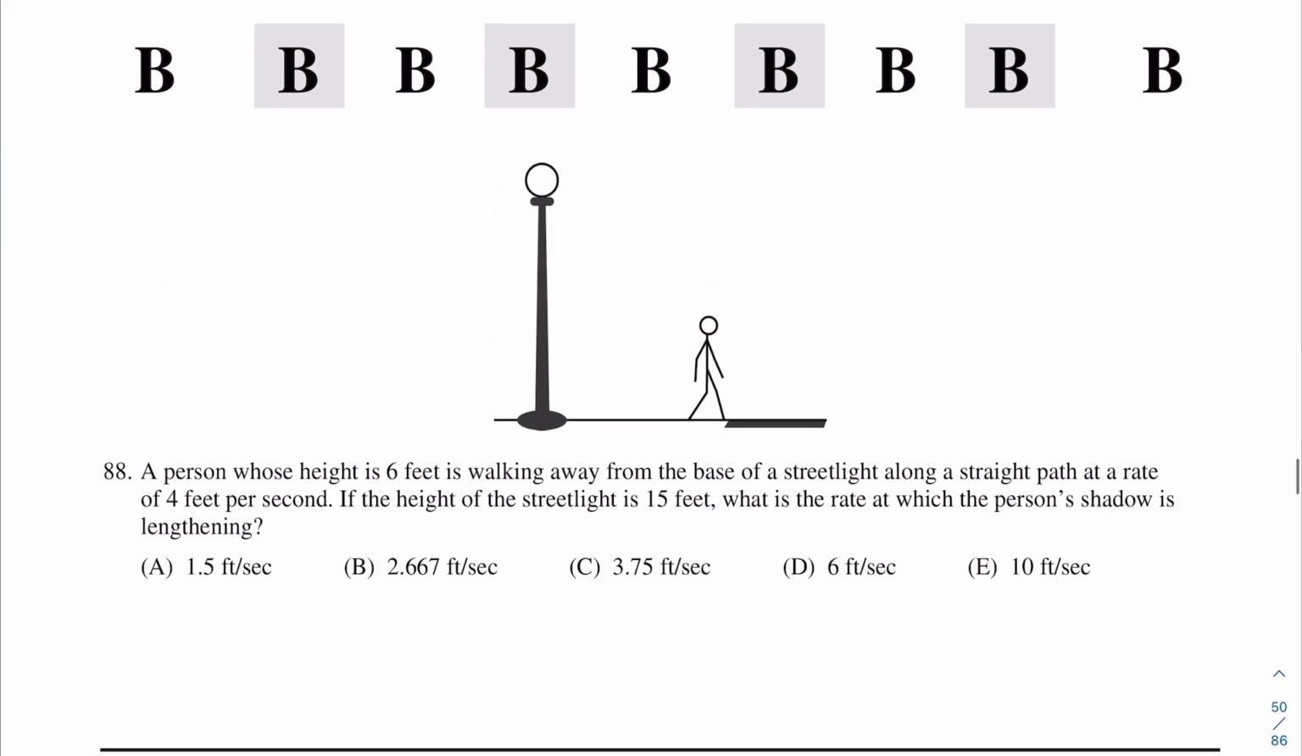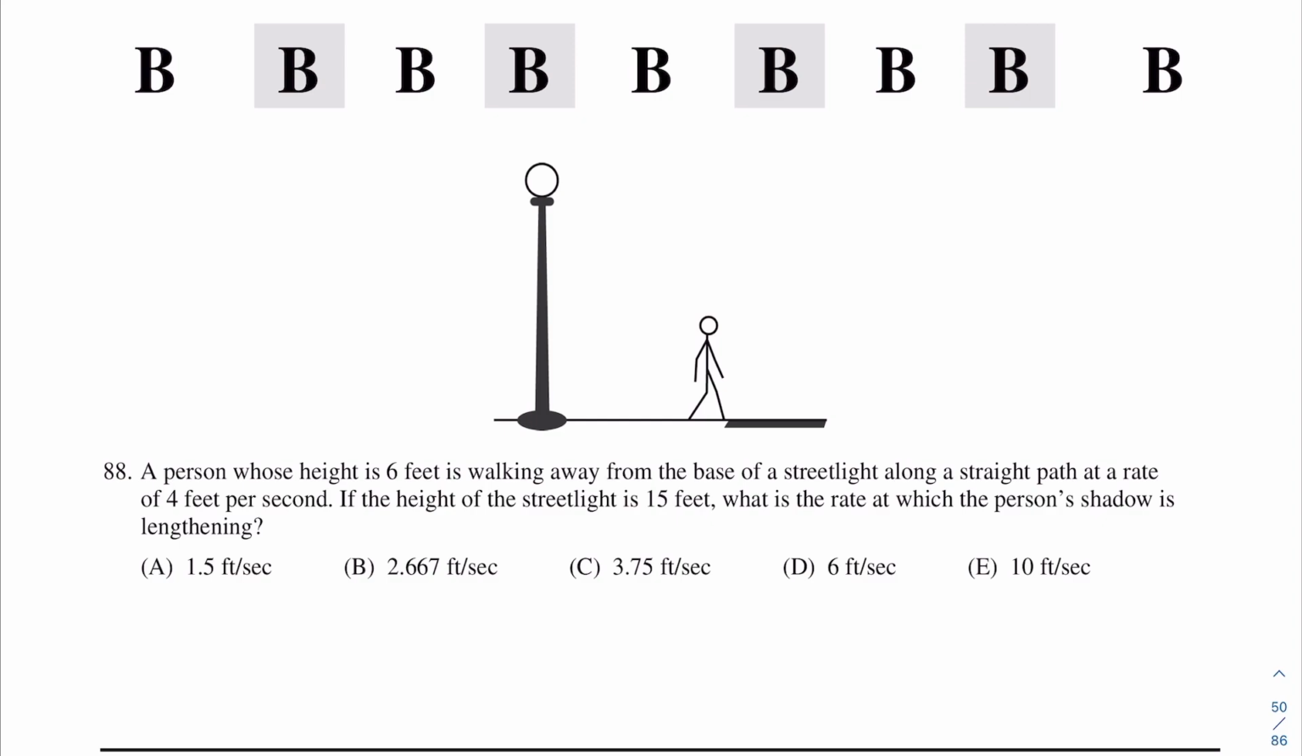Okay. 88. A person whose height is 6 feet is walking away from the base of a street light along a straight path at a rate of 4 feet per second. If the height of the street light is 15 feet, what is the rate at which the person's shadow is lengthening? So this is a classic related rates problem. We know that because we're given some rates, we're given some relationship, and then rates are changing. We're asked to find what is this other rate.